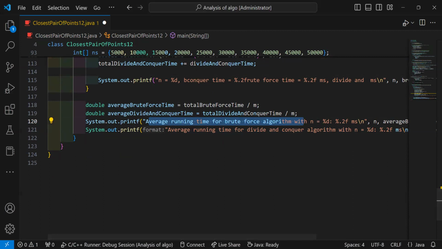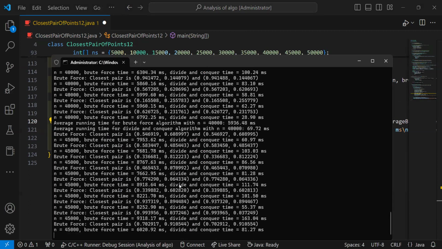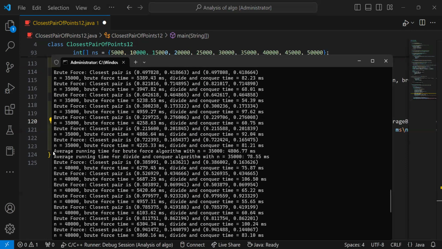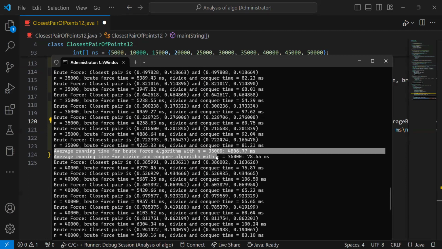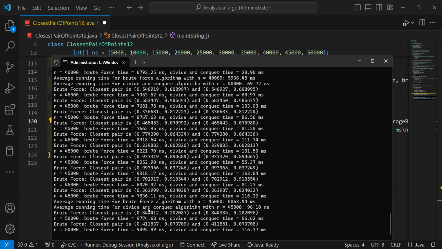Now let's check the code. It still continues to 45,000. Here we can see that the average running time for the brute force algorithm for n equal to 35,000 is 4806.77 milliseconds, and the average running time for the divide and conquer algorithm with n equal to 35,000 is 78.55 milliseconds. As we can see, it started for 50,000 points and continues.